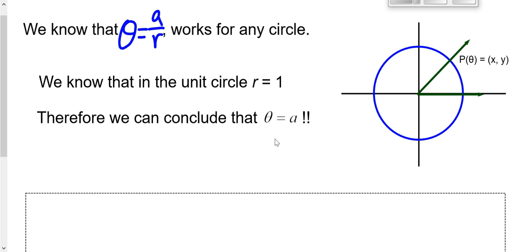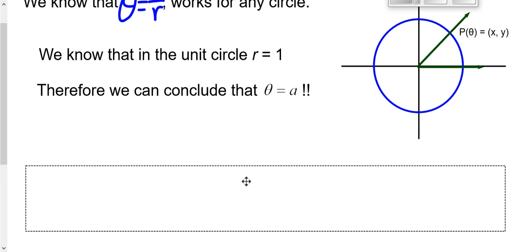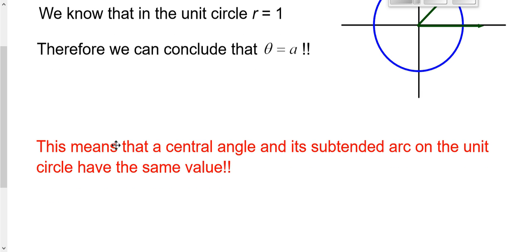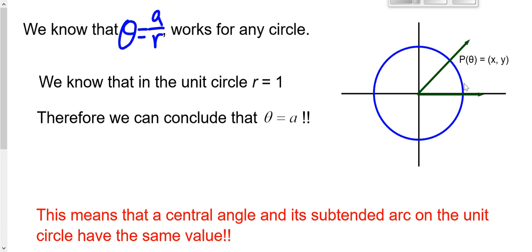Right? What's special about that? This means that a central angle and its subtended arc on the unit circle have the same value. So whatever angle you have is the same as the arc length. This angle is the same as this.